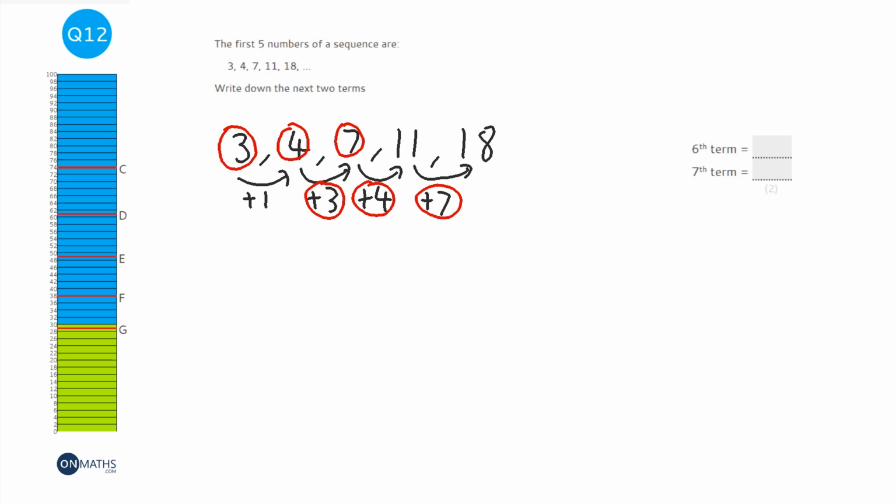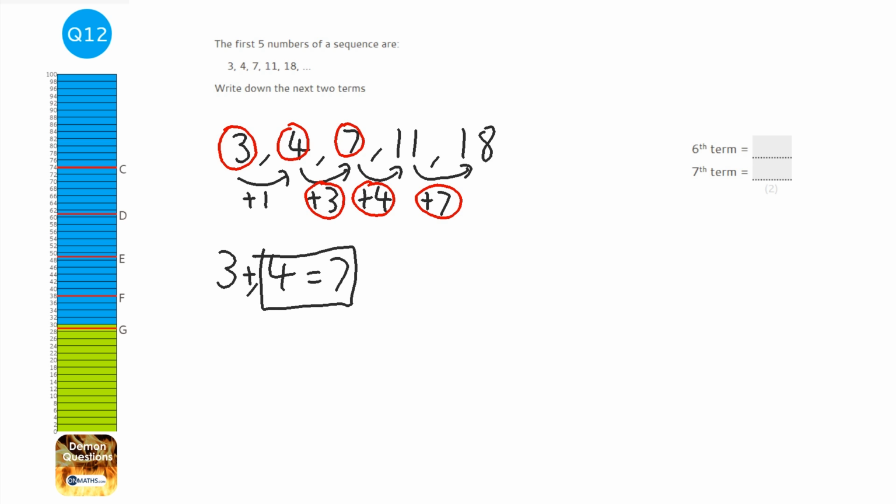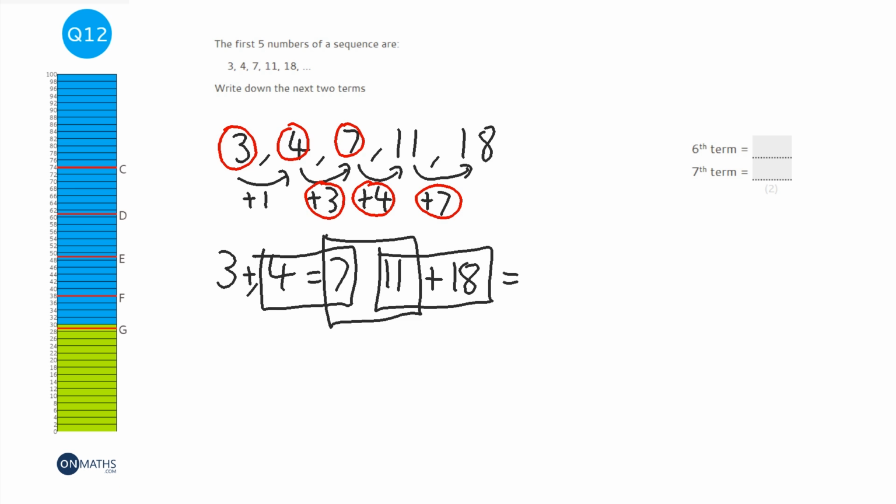This is what we call the Fibonacci sequence. So the Fibonacci sequence just starts off with 2 numbers, and then we add the previous 2 terms to get to the next term. So we'll add these 2 together to get to the next one. Then we add these 2 together to get to the next one. So to find the next one, we need to add the 11 and the 18 together. 18 plus 11 is going to be 29. So the next term is going to be the 29th term.